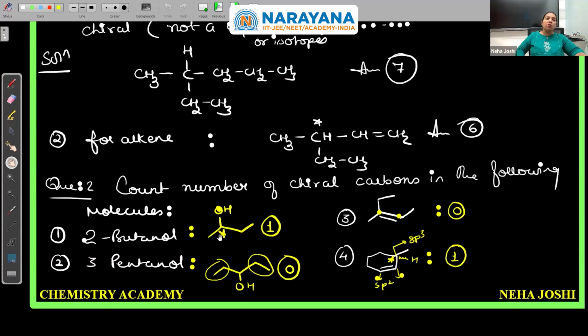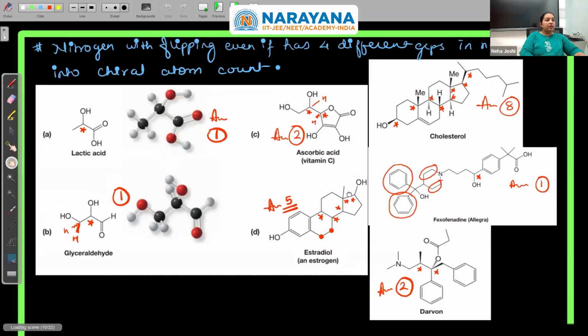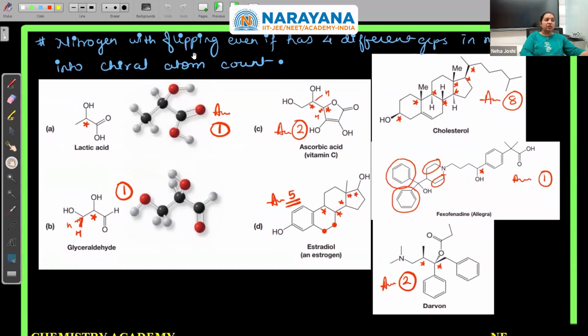sp3 it has to be, and all the 4 groups should be different. So in the third you can see there is no chiral carbon. Here also no chiral carbon, because identical groups are on both sides. Yes, please go through these. Nitrogen with flipping, even if it has 4 different groups, is not taken into the chiral atom count. When it is taken, we'll discuss later.